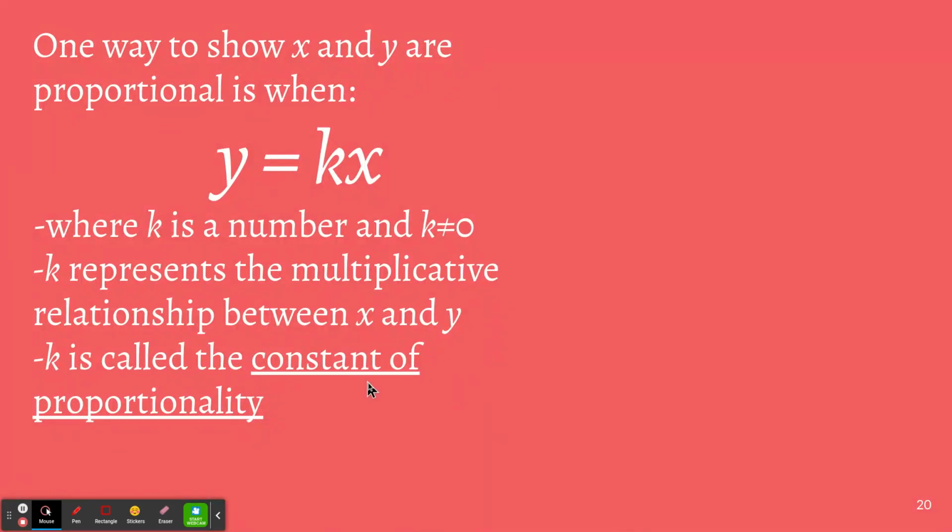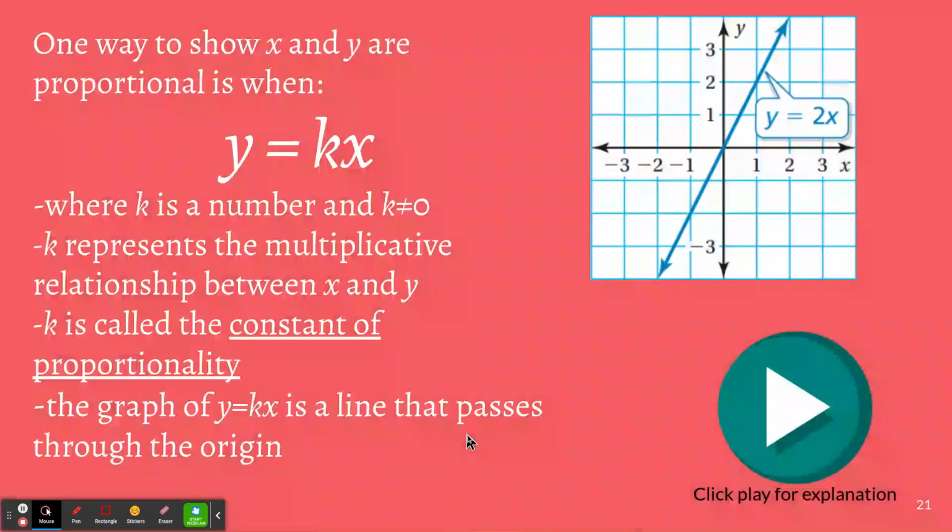K can also be called the constant of proportionality. Just another name for K, constant of proportionality, because it keeps X and Y proportional, constantly proportional. So again, it is another reason we say it's proportional if this equation can be written this way.